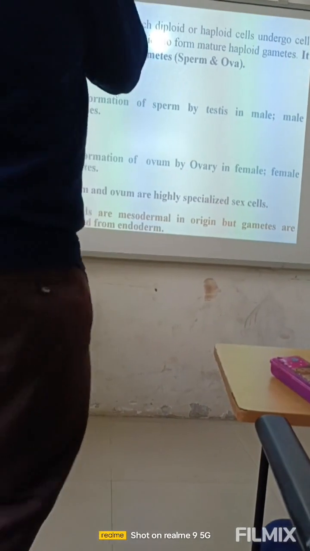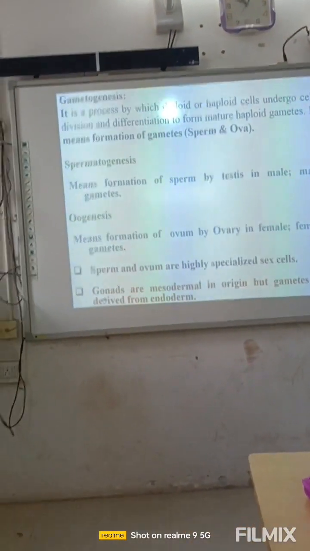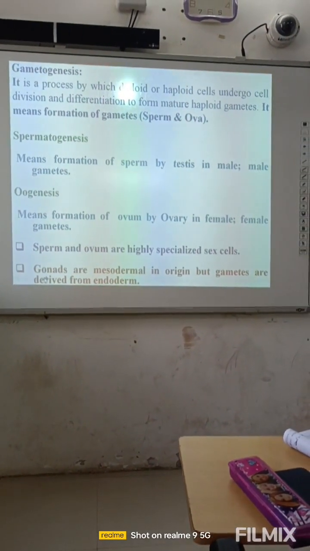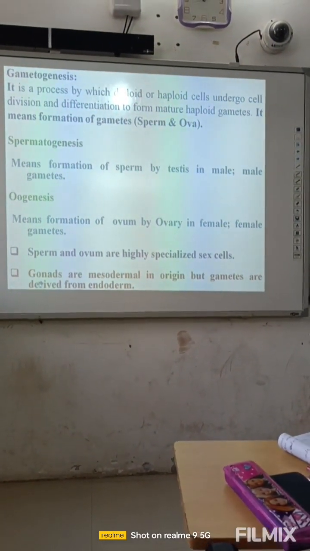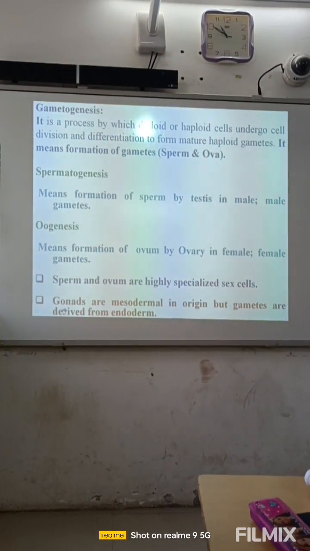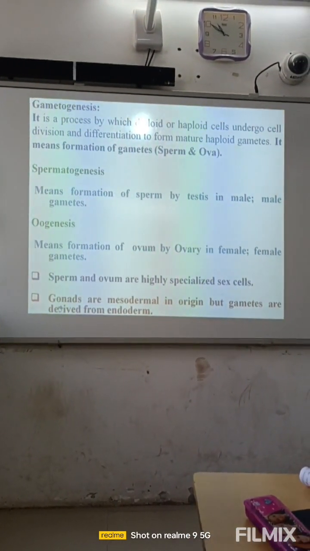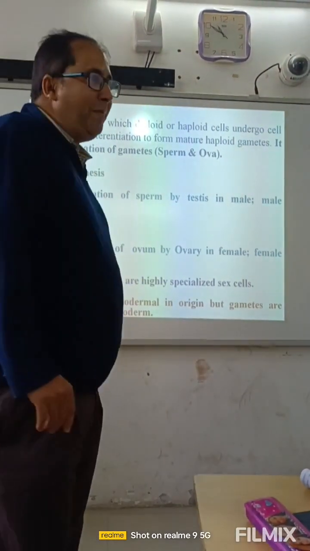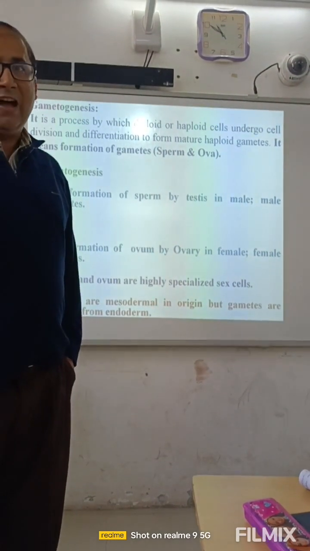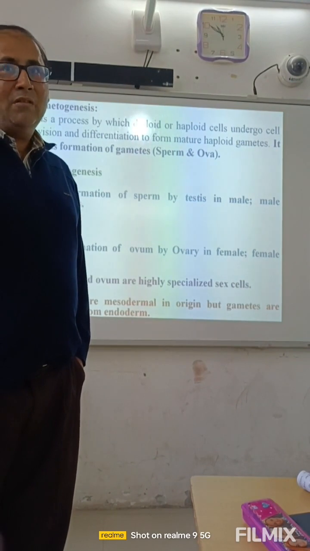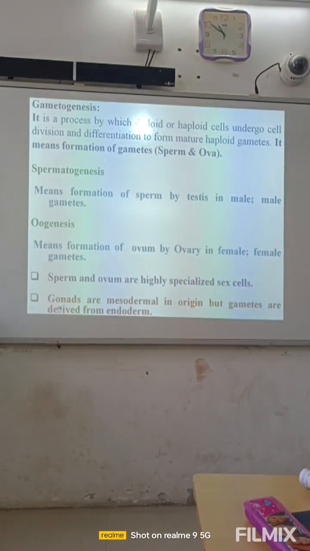Spermatogenesis means formation of sperm by the testis in the male, that is male gametes, and oogenesis means formation of ovum by the ovary in the female, that is female gametes. Sperm and ovum are highly specialized sex cells. Gonads are mesodermal in origin, but gametes are derived from endoderm. Sometimes this question is asked: which gamete is derived from endoderm?